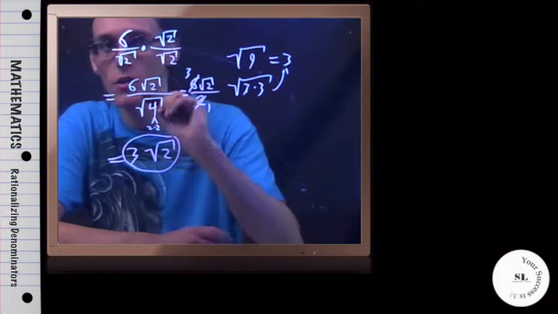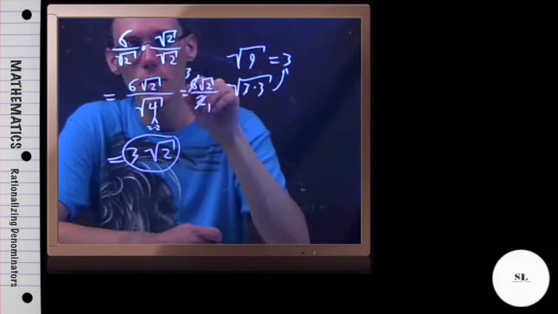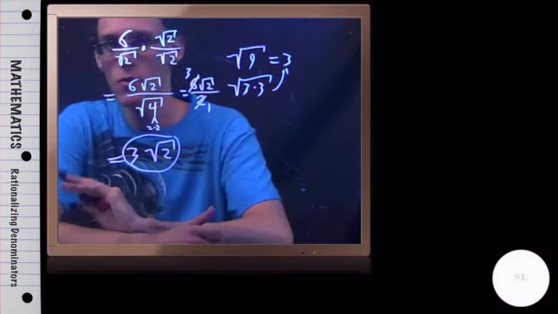And so there you go. That's fully rationalized because there's no square root in the denominator. And so it's 3 square root of 2, and that is this example.